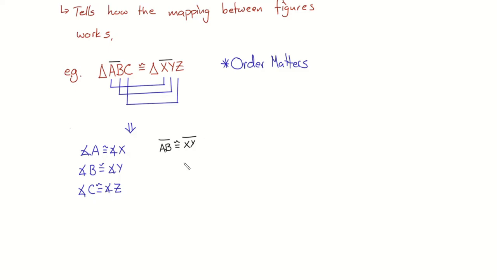Give me another segment that you guarantee is the same. BC must be the same as what, Klein?